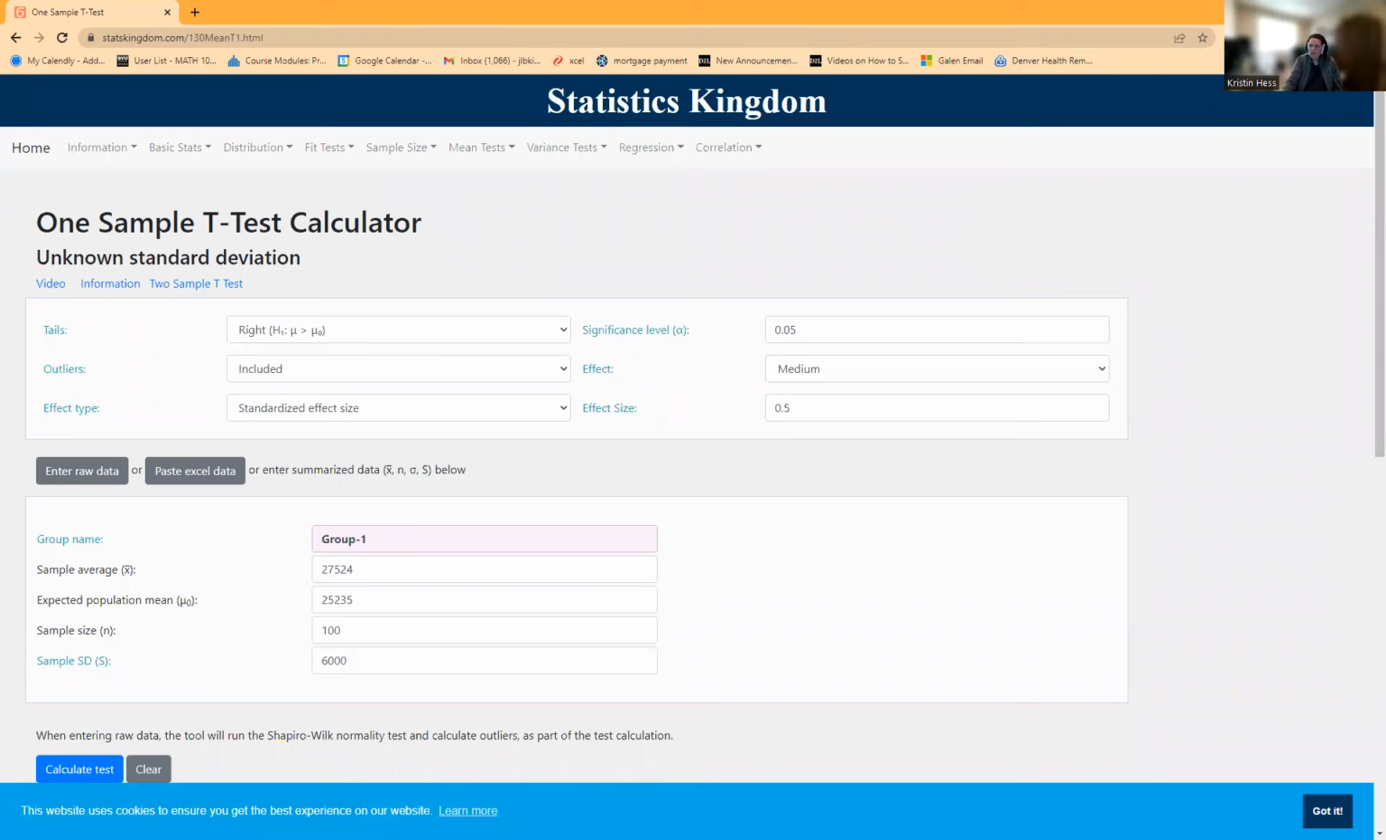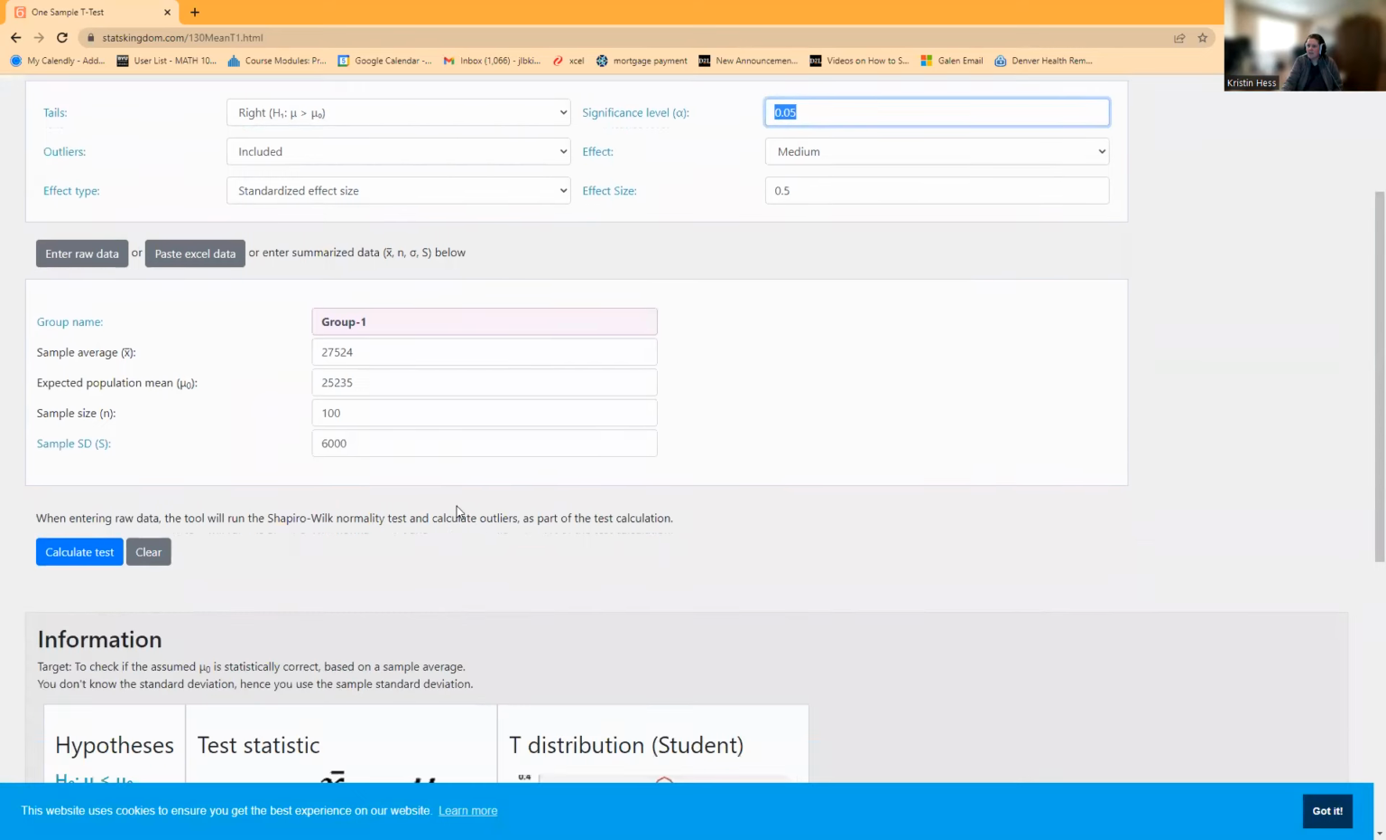And in the problem, it says that they believe the student loan debt in their area is higher. So we're going to do right tail because we think it's higher. The significance level is given in the problem, 5%. So we'll put the 5% here and the rest we'll leave just as it is.